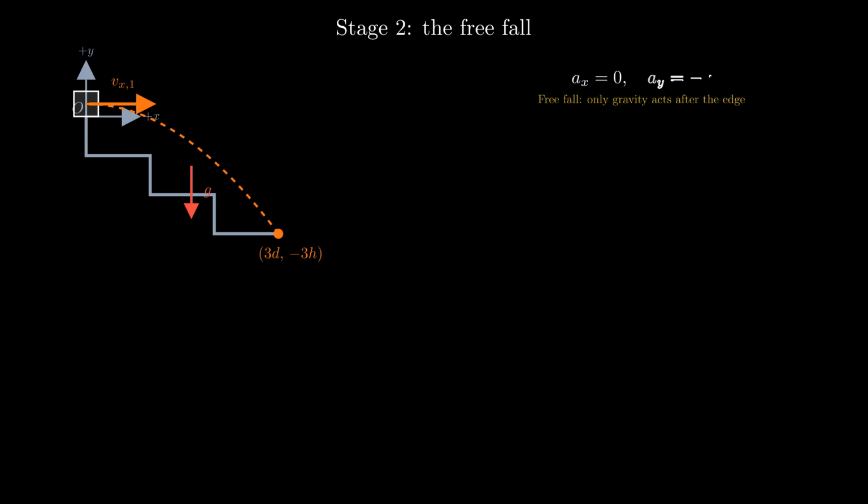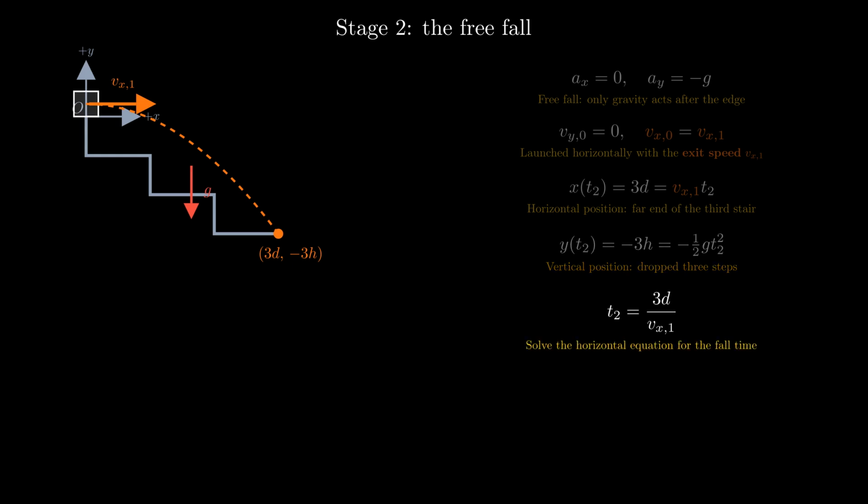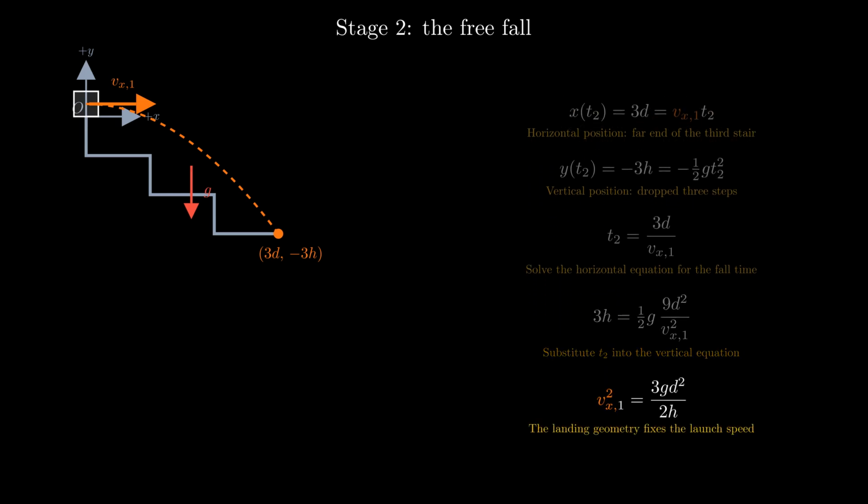Horizontally, it has traveled 3d, so 3d equals v sub x1 times t2. Vertically, it has dropped 3h, so negative 3h equals negative 1/2 g times t2 squared. Solve the horizontal equation for the time. t2 equals 3d over v sub x1. Substitute that into the vertical equation and you get 3h equals 1/2 g times 9d squared over v sub x1 squared. Solve for the launch speed squared. v sub x1 squared equals 3gd squared over 2h. The geometry of the landing has pinned down the launch speed. Now assemble the answer.